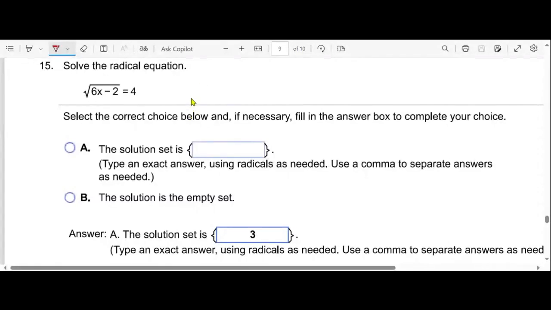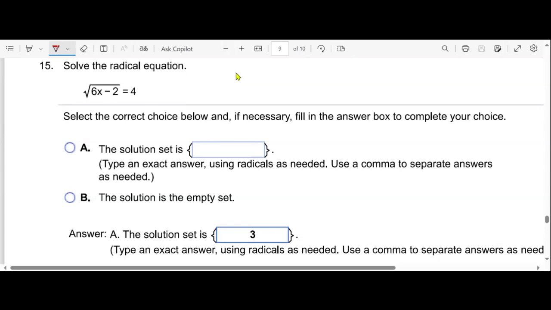Okay, continuation for the sample practice of final exam. Muhammad, please read question number 15. Okay, number 15. Solve the radical equation. The square root of 6x minus 2 equals 4.